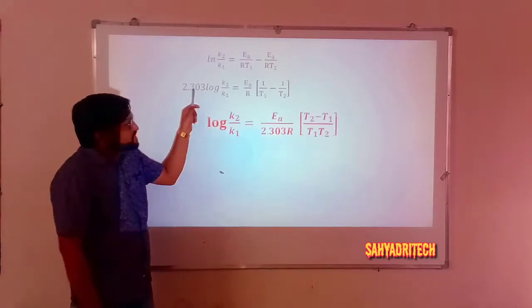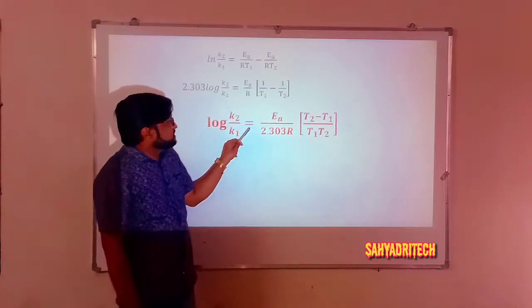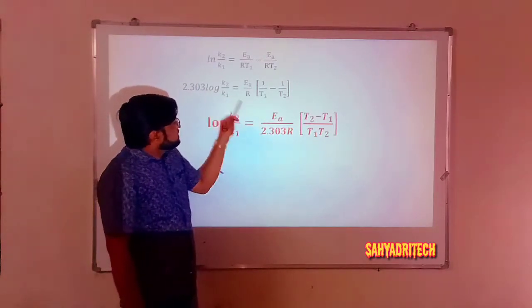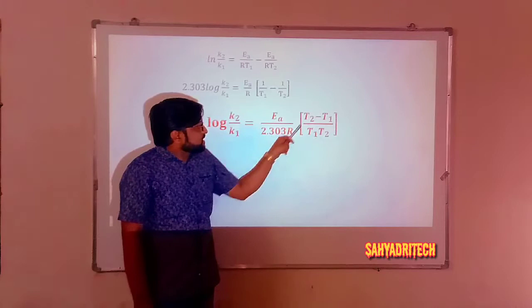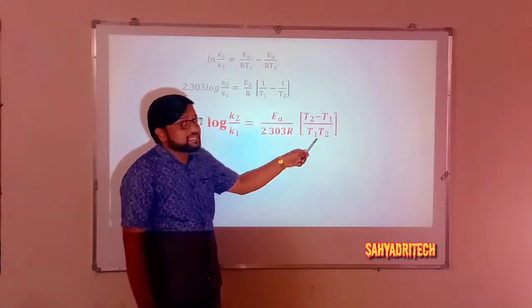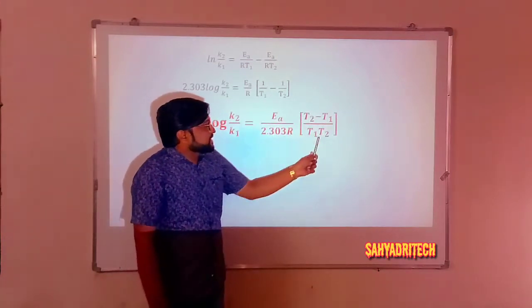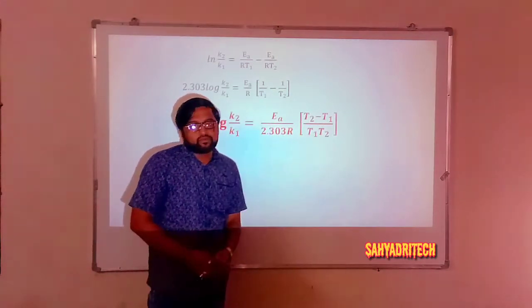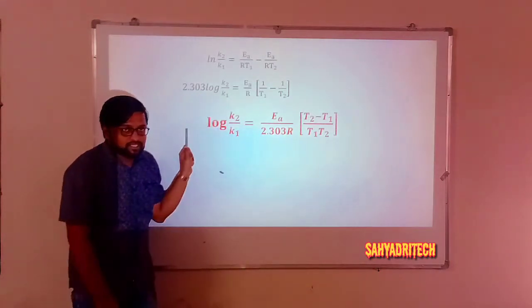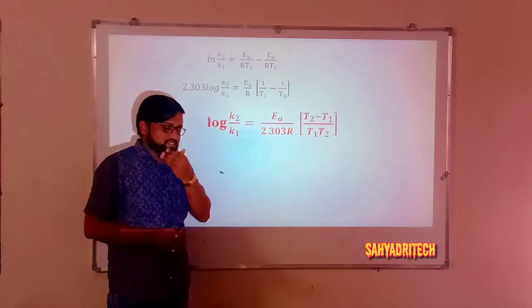So 2.303 is taken to the other side. So log K2 by K1 is equal to Ea divided by 2.303 R, bracket of, so we have taken the LCM of this. T1 T2 is the LCM. So bracket of T2 minus T1 divided by T1 T2. So this is the equation by which it is possible to calculate the activation energy.